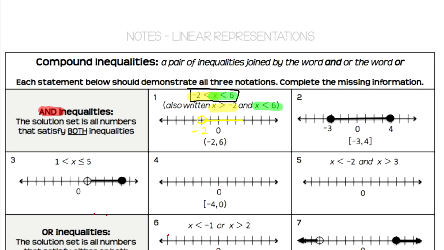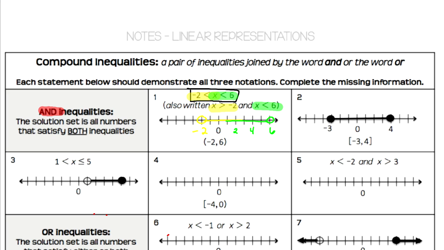For x is less than 6, I'm going to count over to 6. At 6, it's less than 6, so open dot again. And my solution set is the numbers less than. So those two together are what make up that graph now.